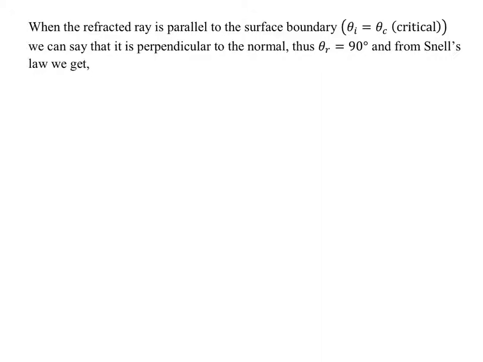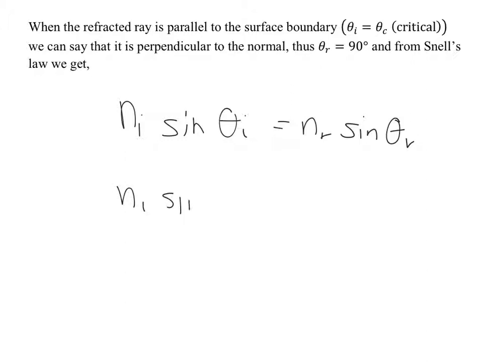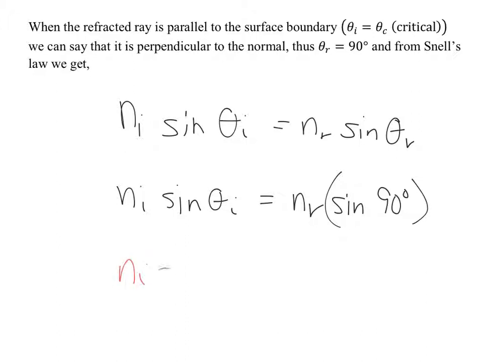So write out Snell's law, please. Okay, write out Snell's law. Now, let's go ahead and plug in 90 for theta r. Plug in 90 degrees for theta r. What's the sine of 90? 1. Okay, so it doesn't matter. Put a 1 in its place. So we get this.